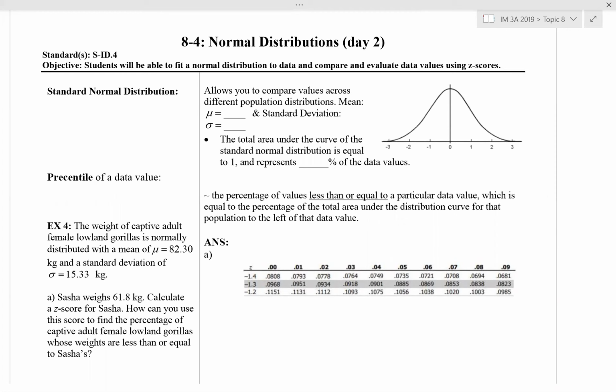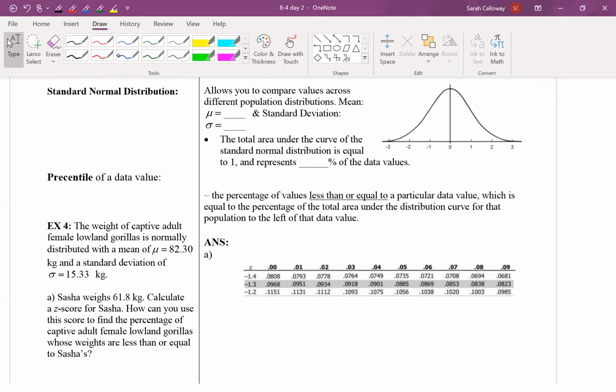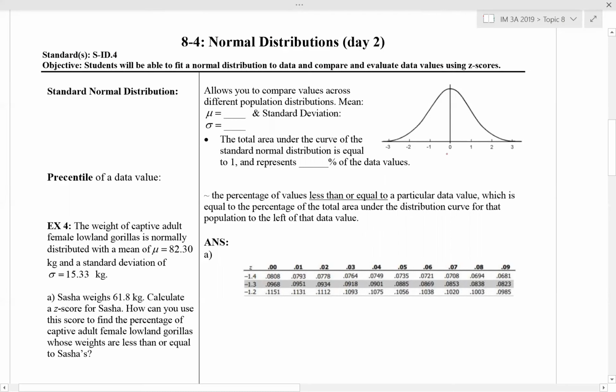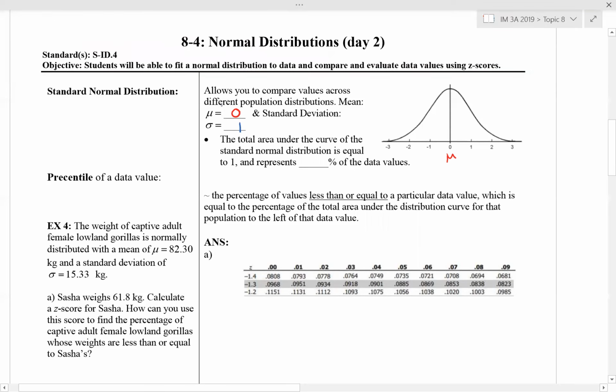So we're going to look at today something called the standard normal distribution. This allows you to compare values of different population distributions. In a standard normal distribution, if I'm looking at the table, remember that the center value is the mean, and so the mean of this data set then in a standard normal distribution is 0. And then what value am I adding or subtracting each time to get the next values? That's the standard deviation. So since these are all single unit increases and decreases, that means that the standard deviation of the standard normal curve is 1.